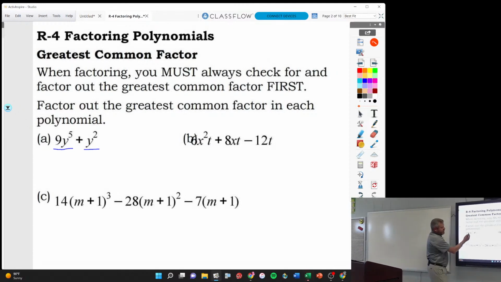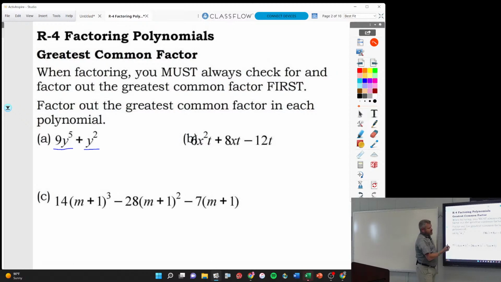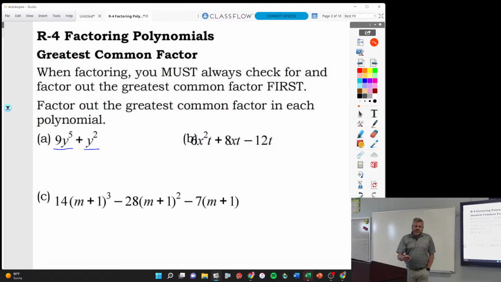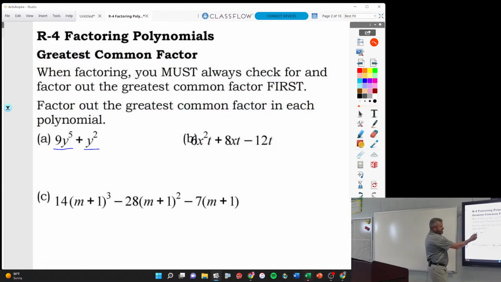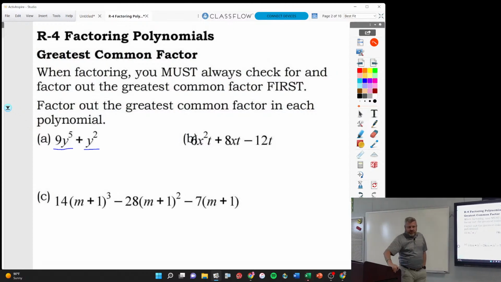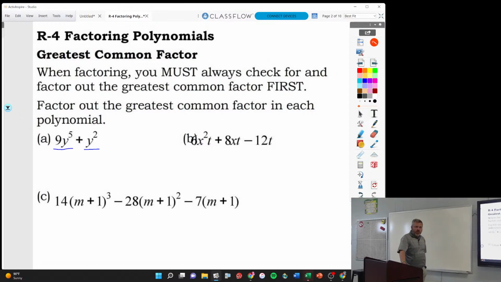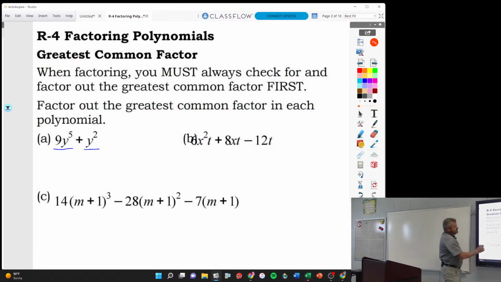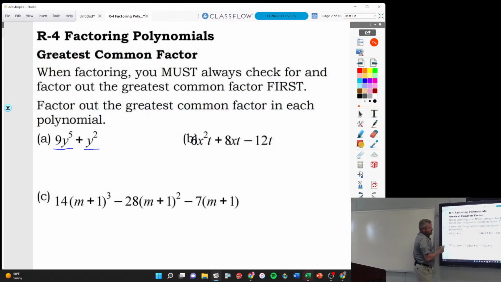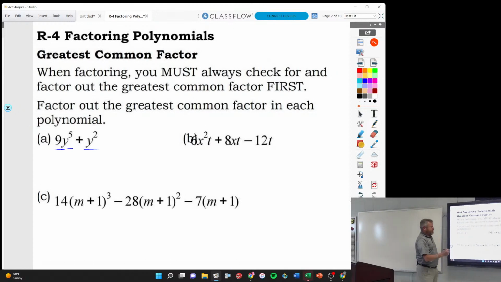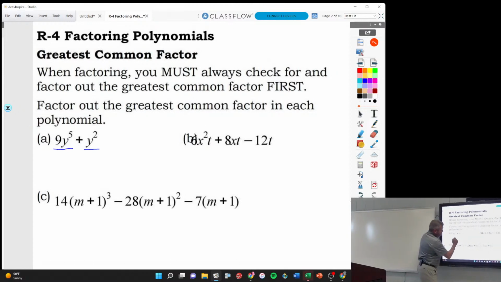So in the first term, I have a 9 times y to the 5th power, and the second term is just y squared. So looking at the coefficients, I have a 9 and a 1. Well, the biggest number that goes into both 9 and 1 is just 1. So I don't have to worry about taking any coefficients out. The second thing I want to look at is my y's. Well, my first term has a y to the 5th power, and the second term has a y squared. So both of these terms have a y.